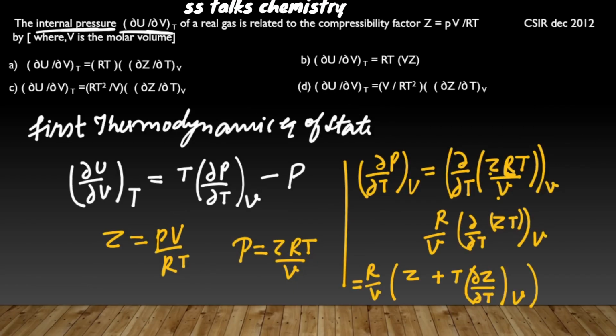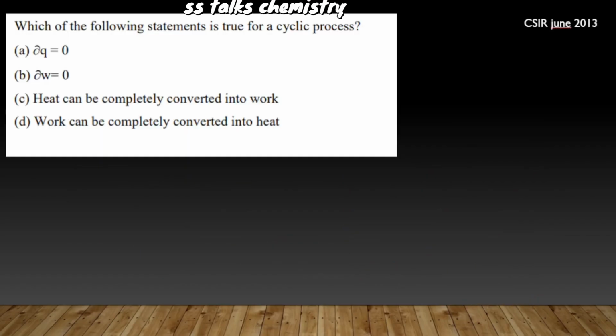From this, if you see the options, del U by del V at constant temperature is RT square upon V into del Z by del T at constant volume. Option C is the right answer. Okay. Next, this question now.